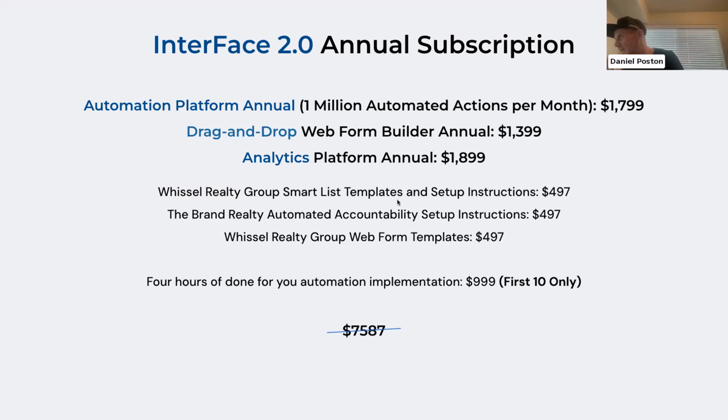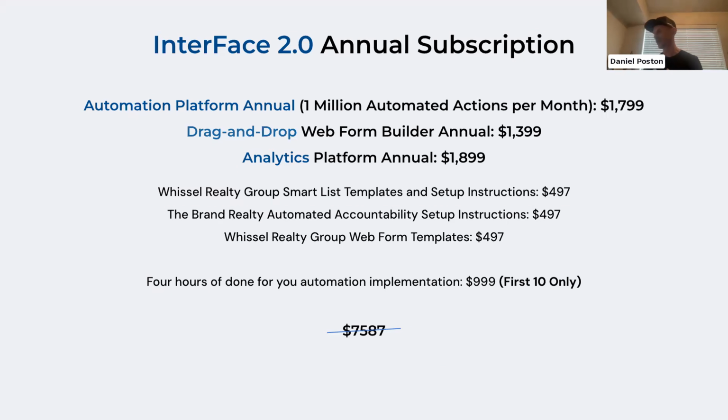Typically for the add-ons, if you wanted the smart list templates for the Whistle team, the brand realty automated accountability instructions, and the Whistle Realty Group web form templates, each one of those would be about $500 to produce. We're also going to include 4 hours of done for you automation implementation. This isn't limited to our automation platform. You just bring us an idea of what you want to automate. If we can set it up in our system, great.